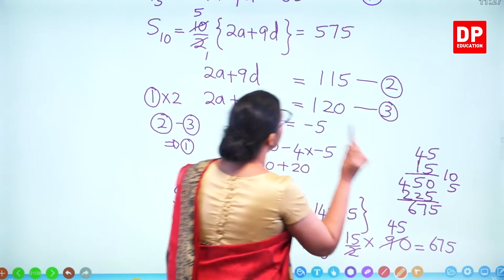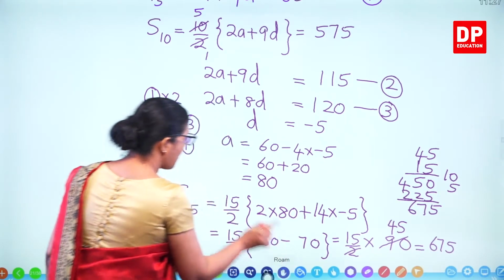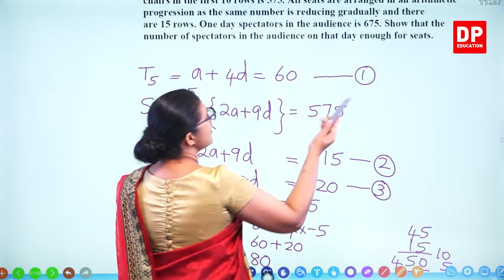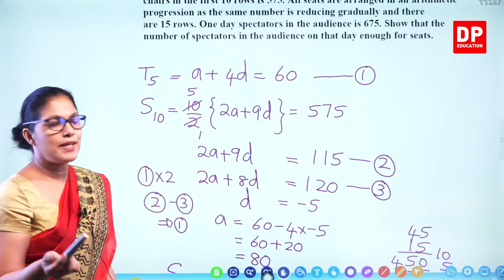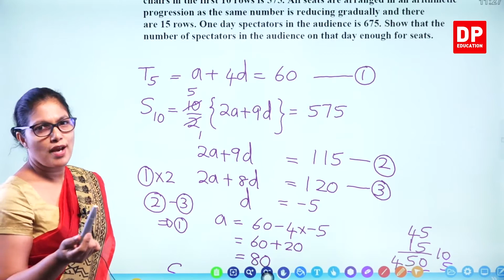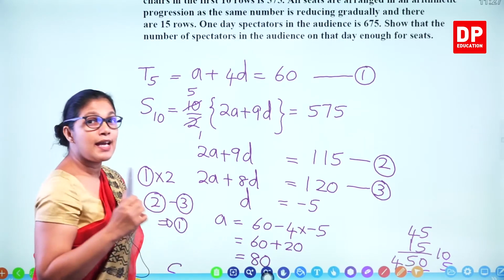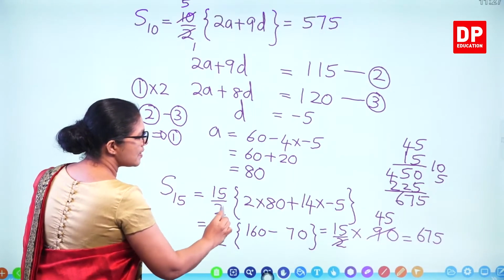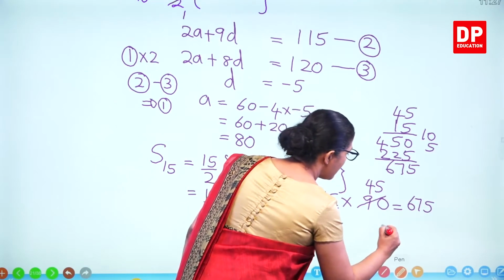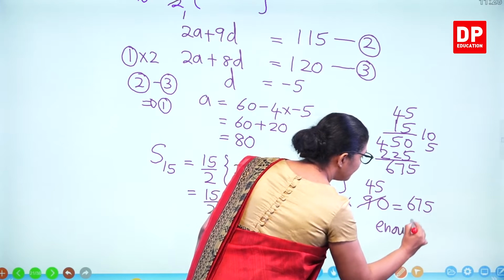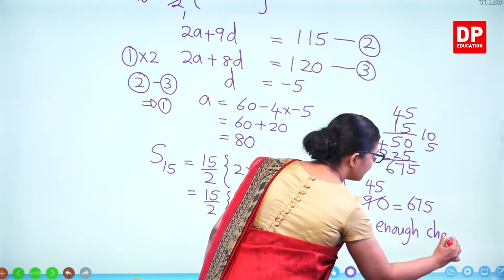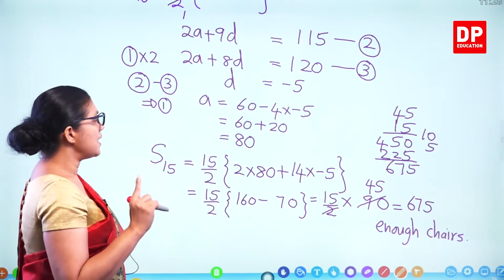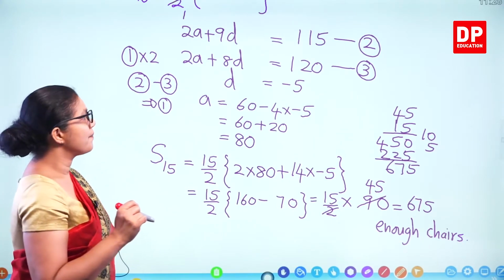675. Now check what's given. So 675 spectators are there. So that means enough chairs are there. So you can say enough chairs, just for all spectators because the sum is 675.